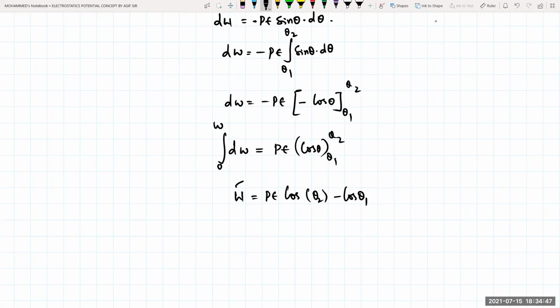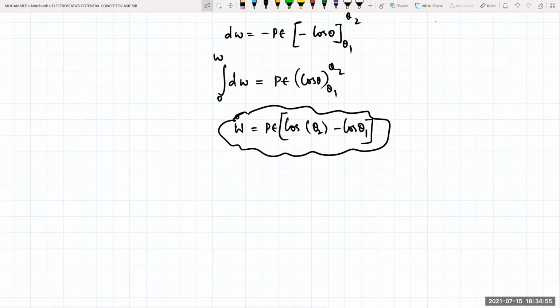So this is the work done I can write, beta. Work done is equal to PE times cos theta 2 minus cos theta 1. Clear? Now for the potential energy, I'm not doing the whole derivation right now, I'm directly writing the relation. When you're rotating a dipole in an electric field, the potential energy at any angle theta is given by the formula minus PE cos theta.